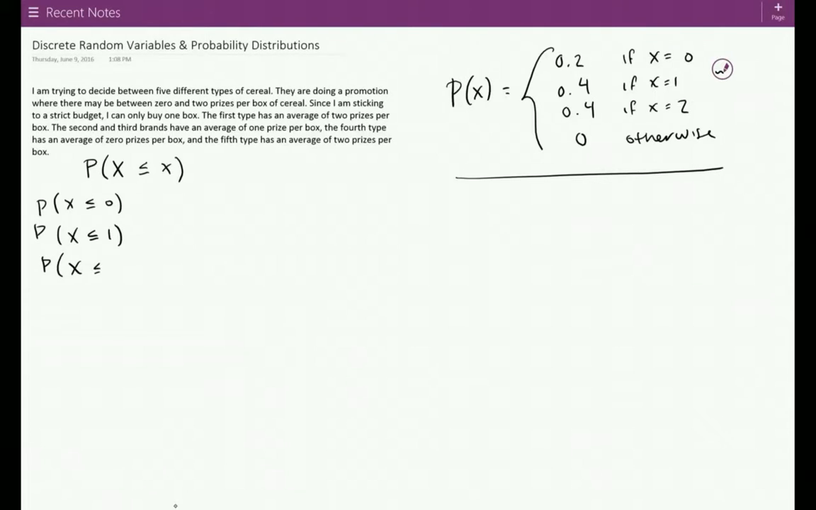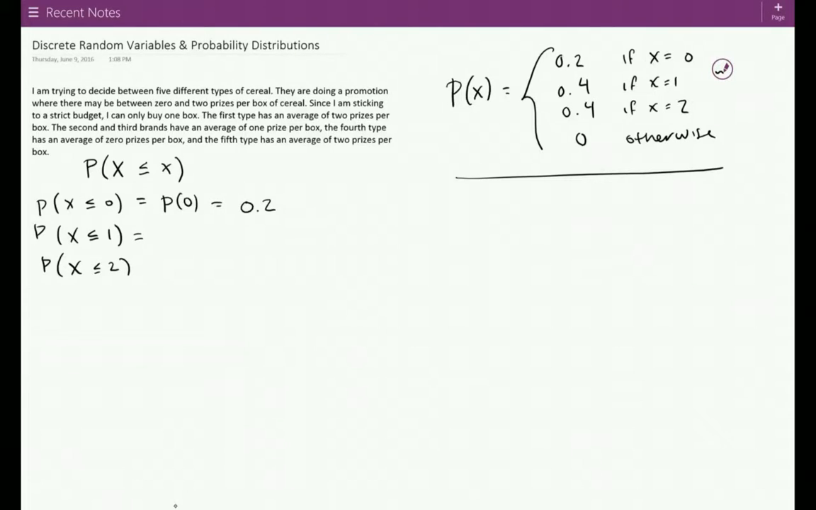0, 1, and 2. So the probability that X is less than or equal to 0 in this case is just going to be a probability that X is equal to 0, because there are no possible values of X that are less than 0. So that probability is just equal to our 20% from before.